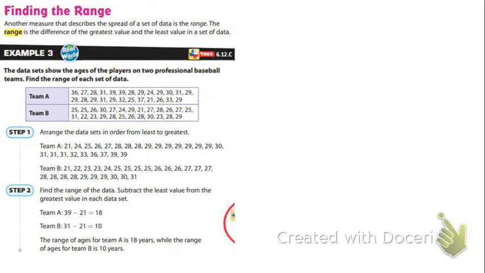Now, I'm sorry, I'm kind of rushing because I have 15 minutes. We're up to 12. All right, so finding the range. Another measure that describes the spread of a set of data is the range. The range is a difference of the greatest value and the least value in a data set. Example number 3. The data sets show the ages of players on 2 professional baseball teams. Find the range of each set of data.